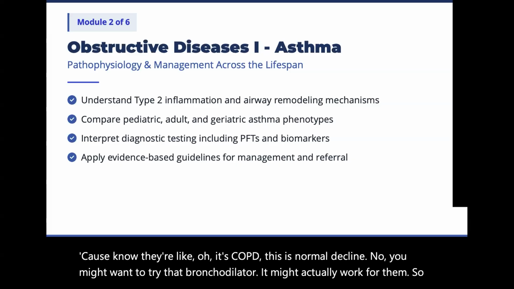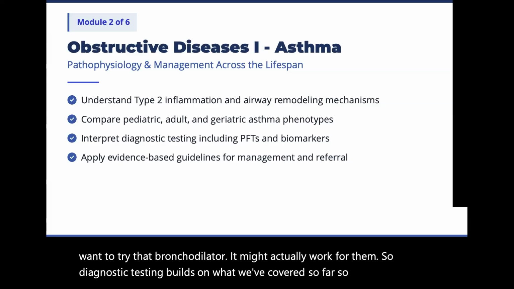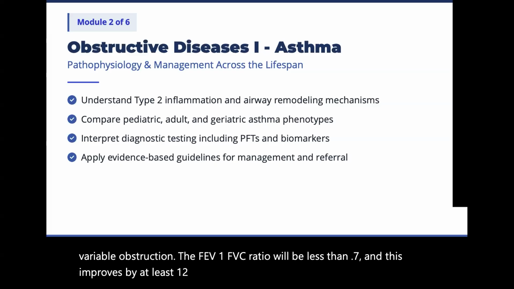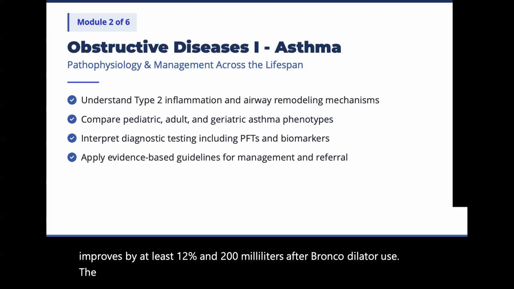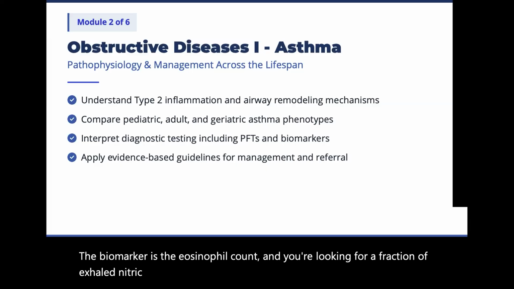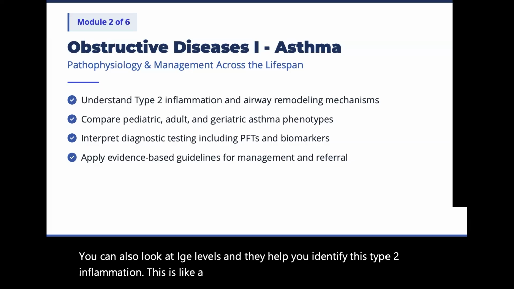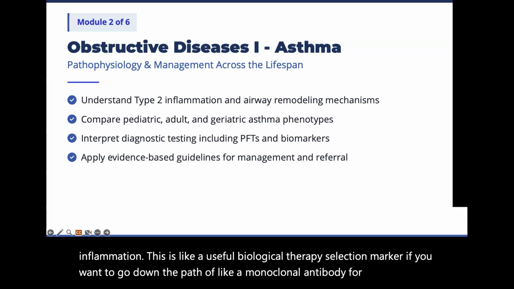So diagnostic testing builds on what we've covered so far. So PFTs will show variable obstruction. The FEV1 FVC ratio will be less than 0.7, and this improves by at least 12% and 200 milliliters after bronchodilator use. The biomarker is the eosinophil count, and you're looking for a fraction of exhaled nitric oxide. You can also look at IgE levels, and they help you identify this type 2 inflammation. This is like a useful biological therapy selection marker. If you want to go down the path of a monoclonal antibody for this, this is what we're doing.